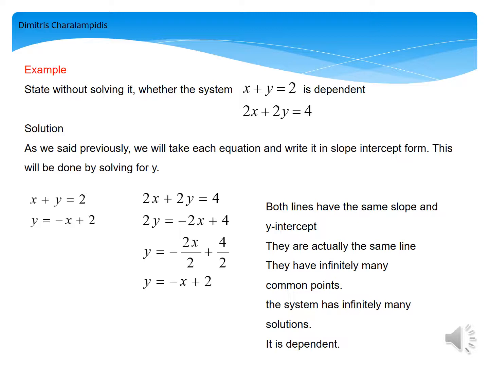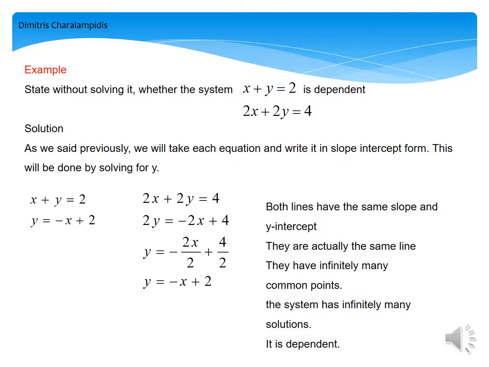This means that this equation, which represents a line anyway, has a slope of negative 1 and a y-intercept of 2. We do the same for the second equation. 2x plus 2y equals 4, thus 2y equals minus 2x plus 4, thus y equals negative 2x over 2 plus 4 over 2, thus y equals negative x plus 2. Again, the second line also has slope equal to negative 1 and a y-intercept of 2. This means that both lines have the same slope and the same y-intercept.